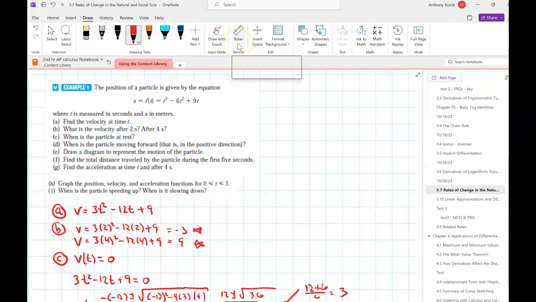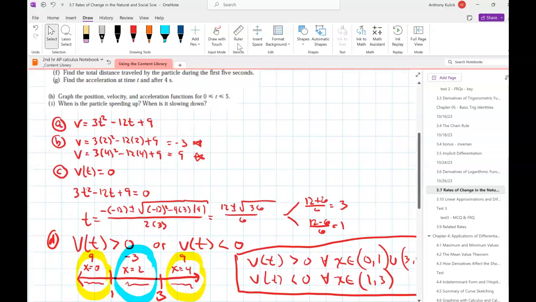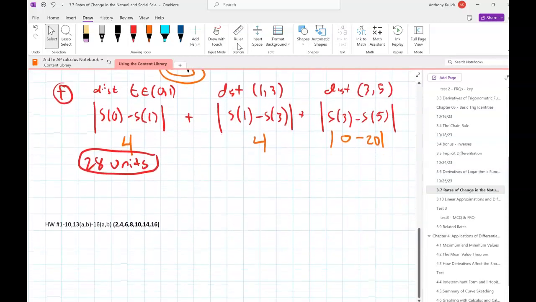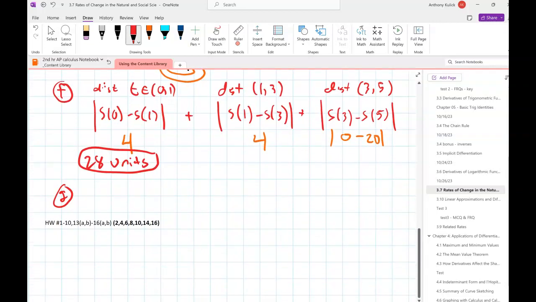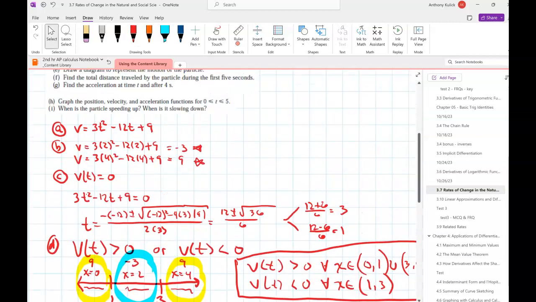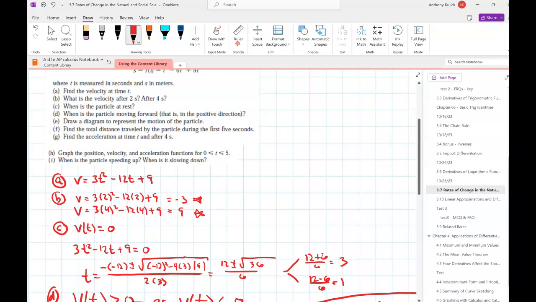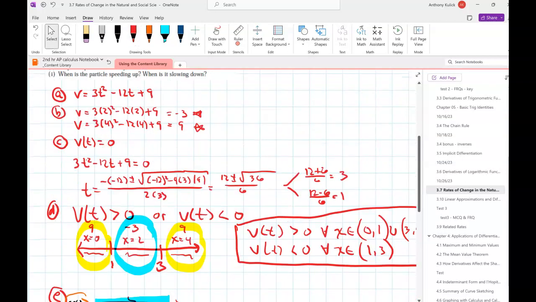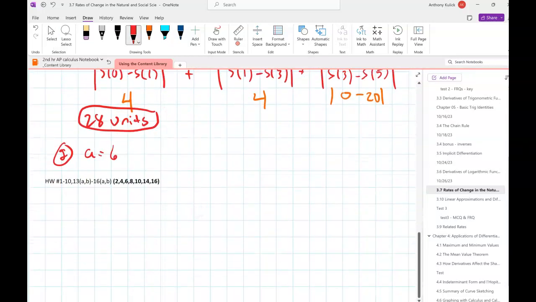Part G says find the acceleration at time t and again after 4 seconds. How do you find acceleration? It's the second derivative of position or the first derivative of velocity. So if I take my, where was it? There's my velocity equation. What's the derivative of that? 6t minus 12. Good. And then it wanted it also at 4 seconds. So that would be 12, right?